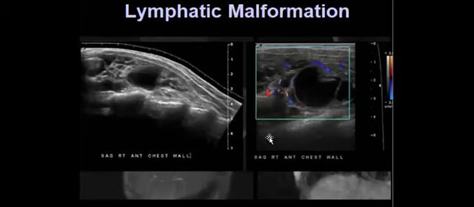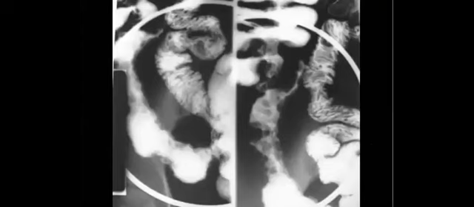Again, if they show you this appearance, this is a fistula, and in the ultrasound, when you find something cystic, you are talking about lymphatic malformation. It can happen everywhere. Okay, let's shift to another case.